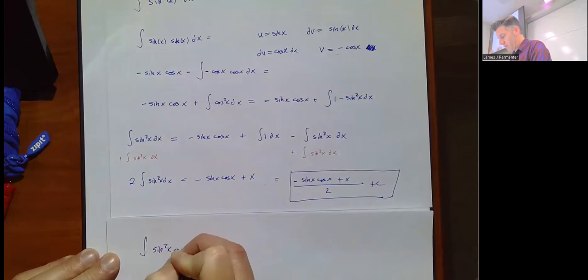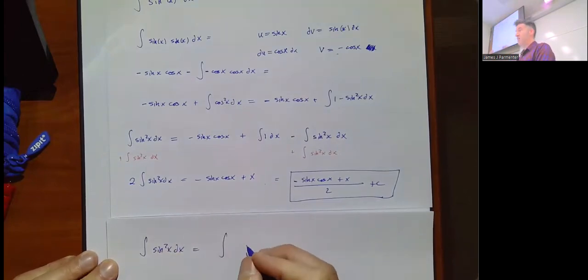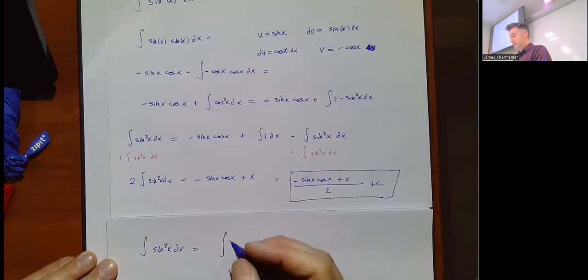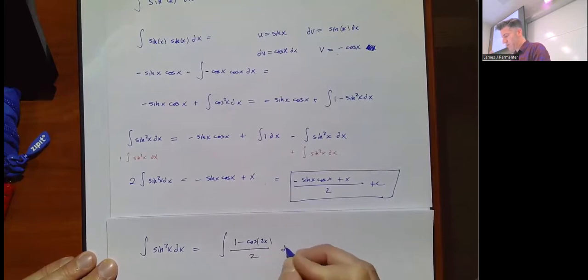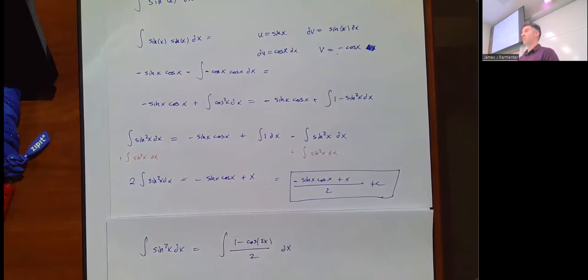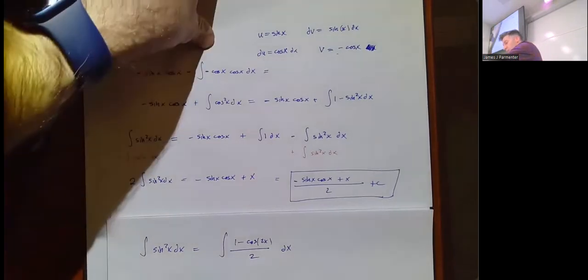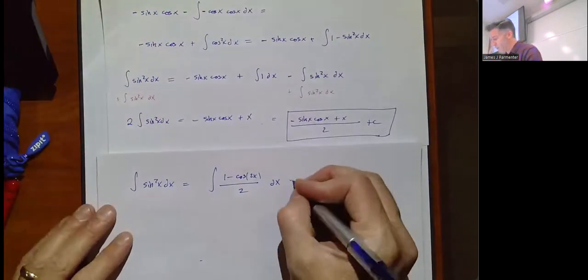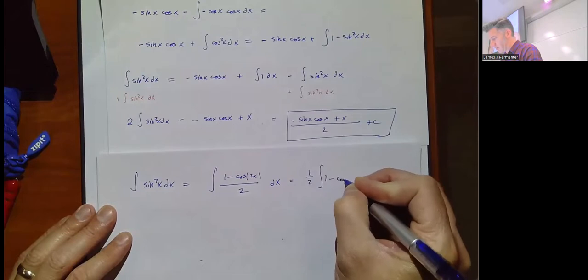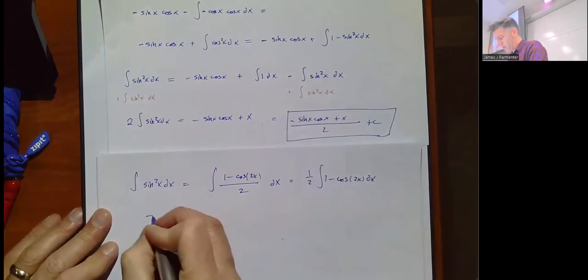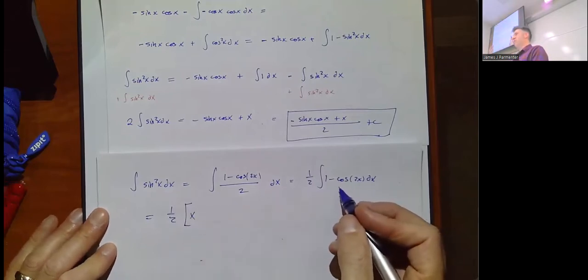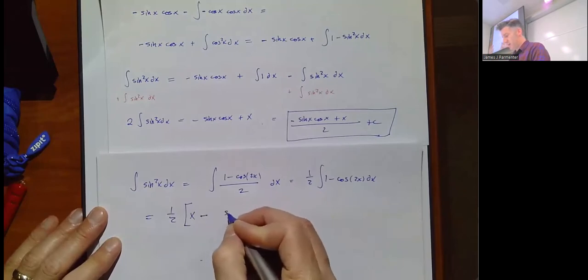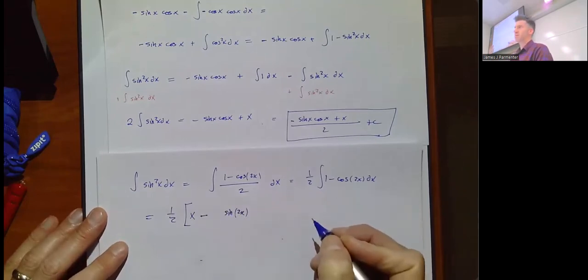So, another way to do this problem is to say it's going to be the integral of, so here's a trig identity for sine squared. It's like the half angle identity, 1 minus cosine of 2x all over 2. That is another trig identity for sine squared. And then if we integrate that, let's bring out the 1/2. 1/2 times the integral of 1 minus cosine of 2x. So I get 1/2 times the integral of 1 is x. And the antiderivative of cosine of 2x is going to be sine of 2x. What else do I need?